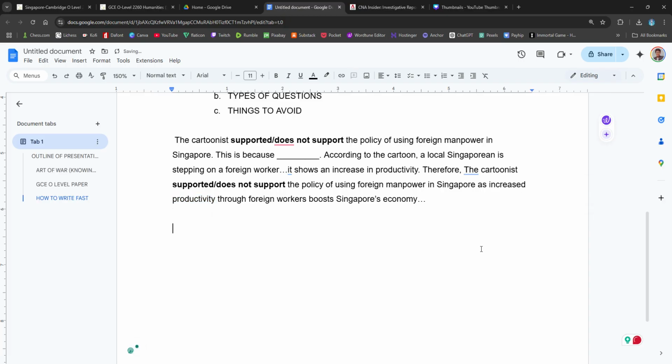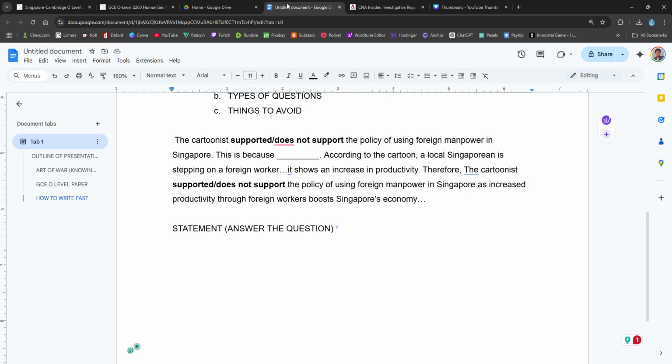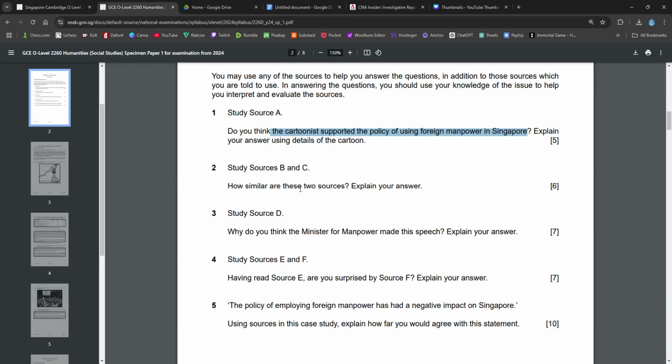You will have the statement, okay? The statement is answering the question. Answer the question, right? How similar are these two sources? These two sources are similar, right? These sources are similar to a certain extent. Extent, okay? You need to say the word extent because it's a how question. How similar, right? So that means there's a possibility that they are not similar, right?